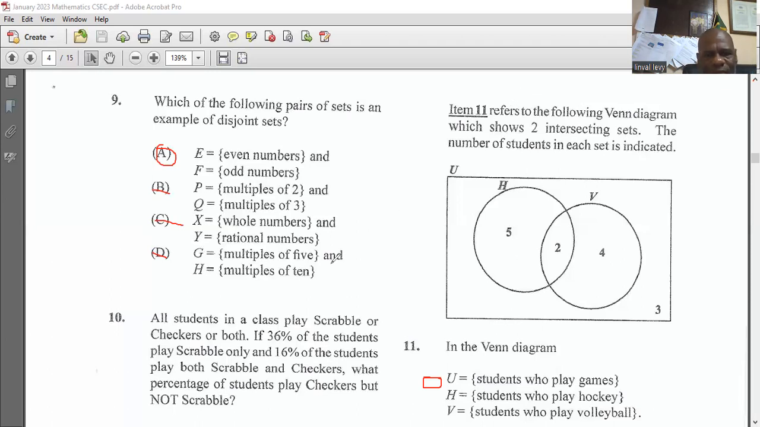Now I have to stop annotating again. Okay, let's read the question here first. So number 11, let's go to number 11.